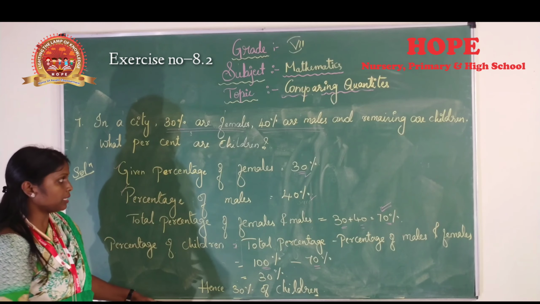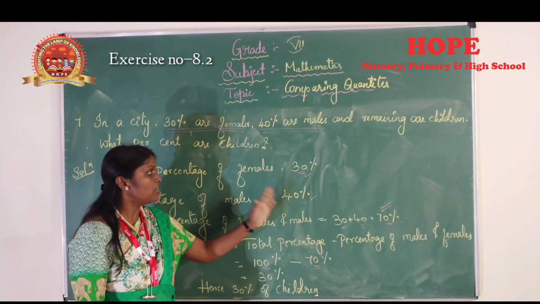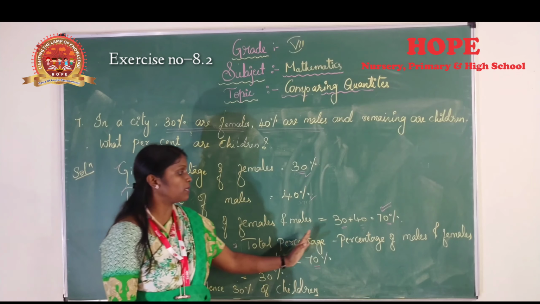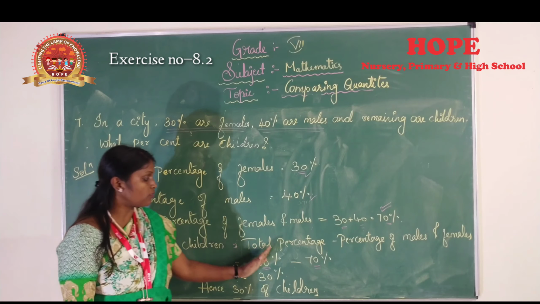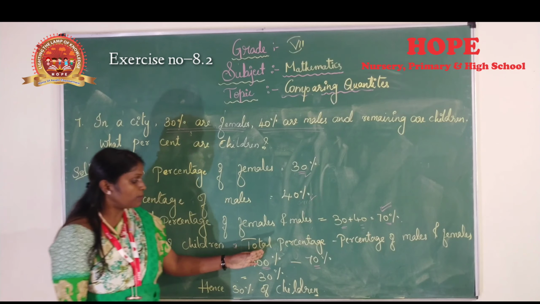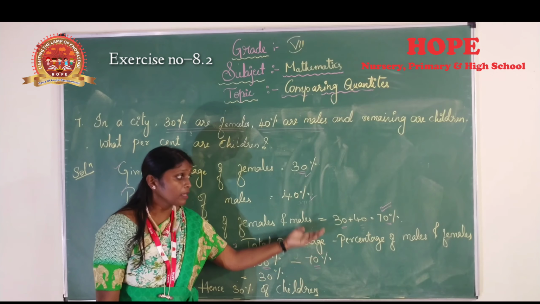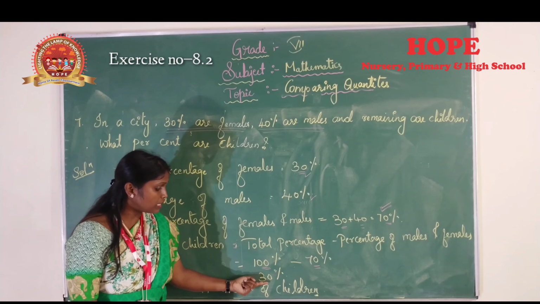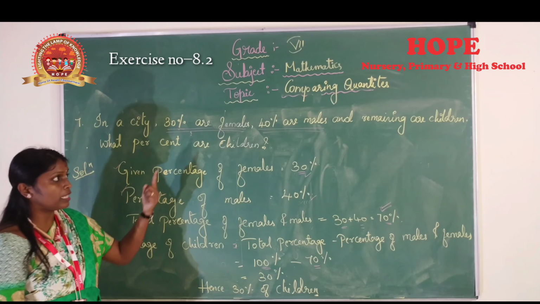This is how we calculate it. Firstly, the females and males percentages are given. We added up both percentages. So we got the total percentage of females and males as 70%. Then to find the percentage of children, we applied the formula: total percentage minus percentage of males and females. So the total percentage we are considering as 100% minus 70%, the percentage of females and males. So 100 minus 70 is 30. The remaining 30% are children in the city.